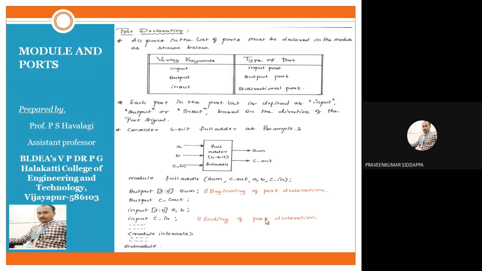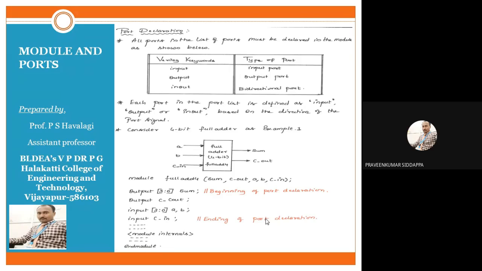Here we have given one example for port declaration. We are designing a 4-bit full adder. For this 4-bit full adder, A, B, C in are the inputs and sum, C out are the outputs. How will we write it? Module full adder, sum, C out, A, B, comma C in. The first syntax is an example for the list of ports. The list of ports is written, but we have not written the inputs and outputs, which are the inputs and which are the outputs. That port declaration should go in the second line.